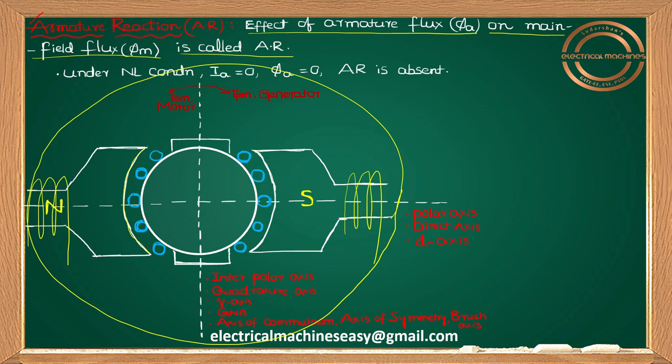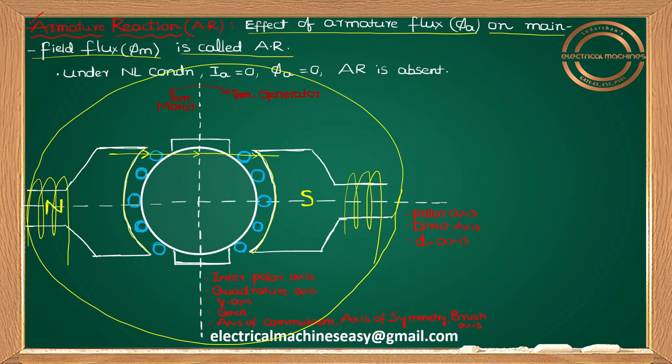And what about this one? Nothing but the south pole surface. I took north pole and south pole here as an example. Everybody knows that flux lines always start from the north pole surface and reach the south pole surface. Therefore, your main flux starts from the north pole surface and comes towards the south pole surface like this. This is the direction of your main flux.